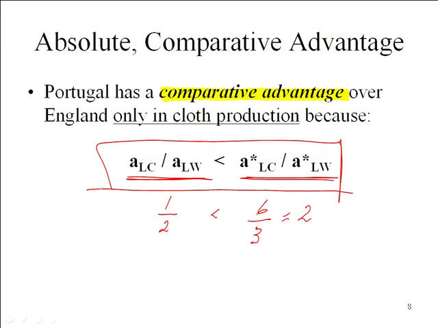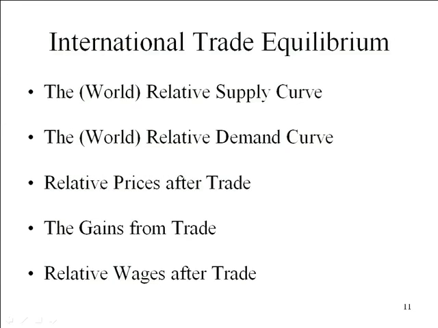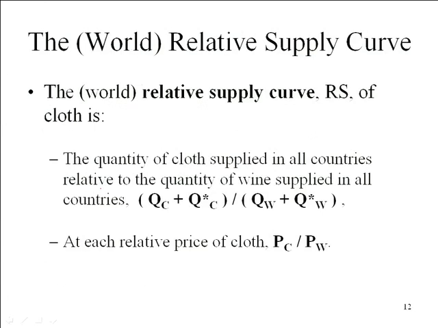Now what we need to do with this information in hand is to think about how we want to analyze trade between Portugal and England. And to do this, we're going to construct a world relative supply curve and a world relative demand curve. So now we're going to be looking at what both countries will do in terms of production and consumption. Our world relative supply curve is going to be the quantity of cloth produced in both countries divided by the quantity of wine produced in both countries.